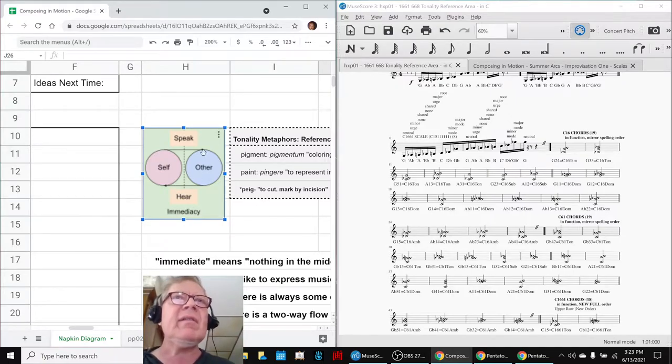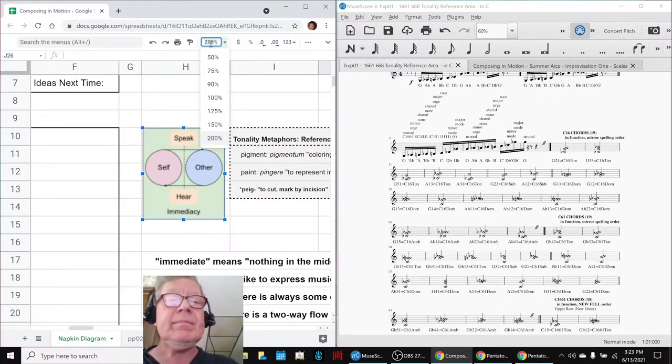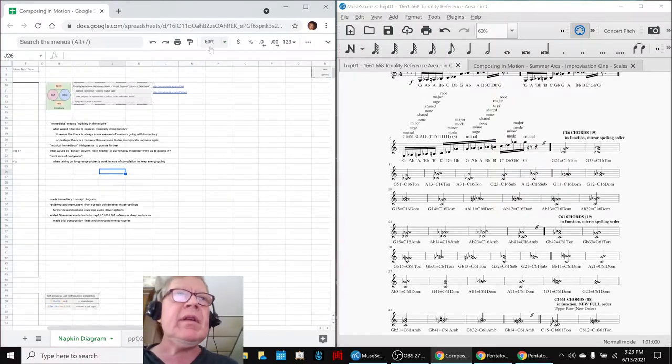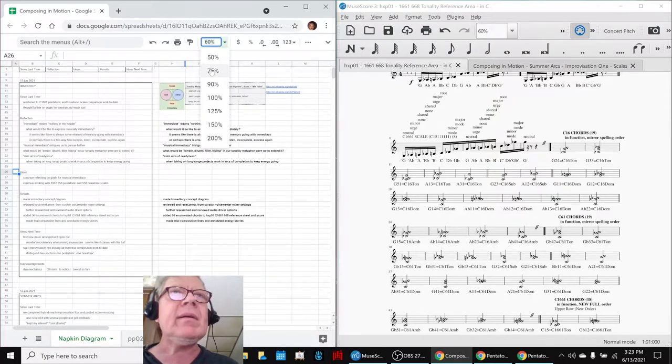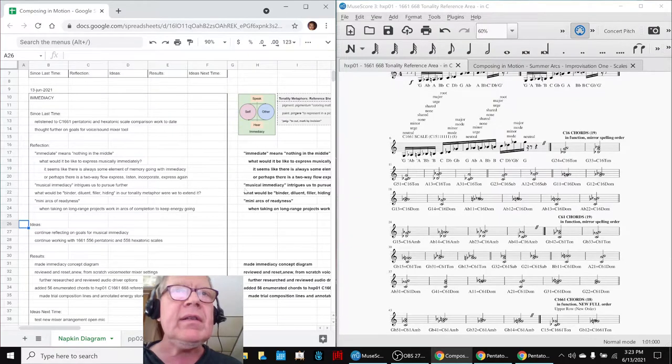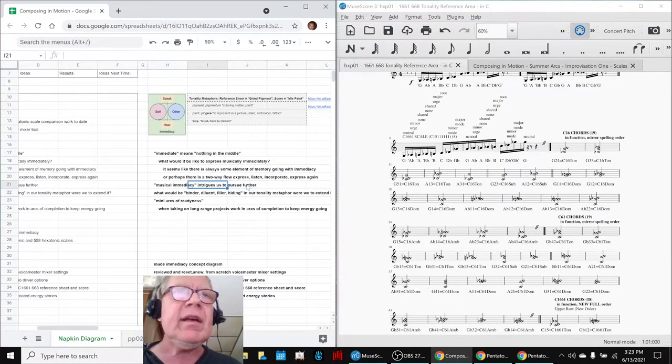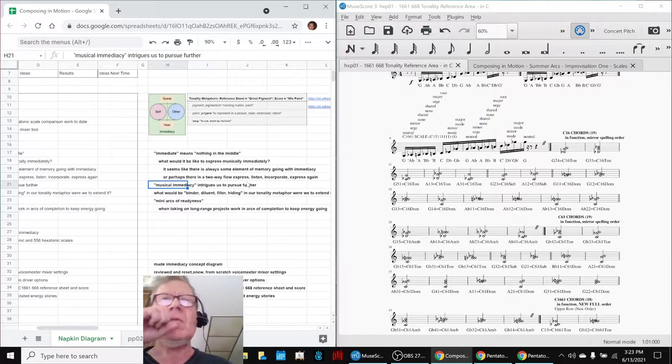So that's about as best we can currently put into words what we're thinking about the idea of immediacy. But musical immediacy is intriguing us a whole lot, and we want to work with that.